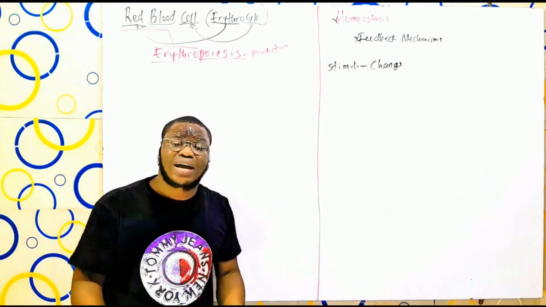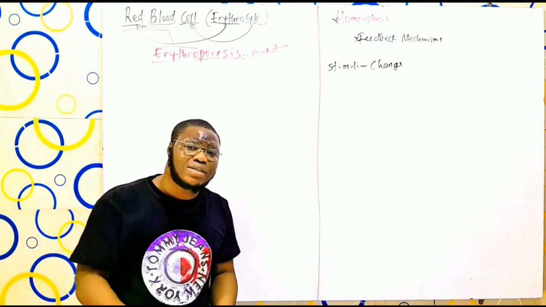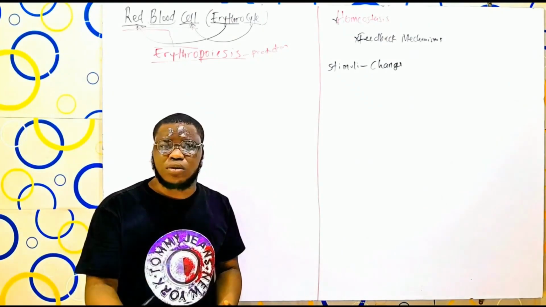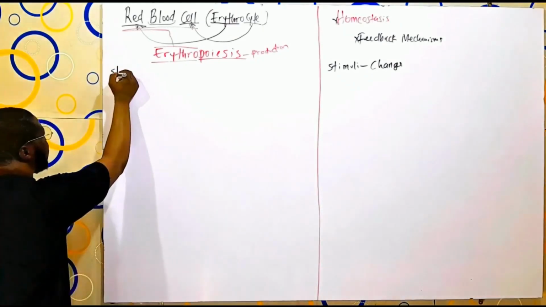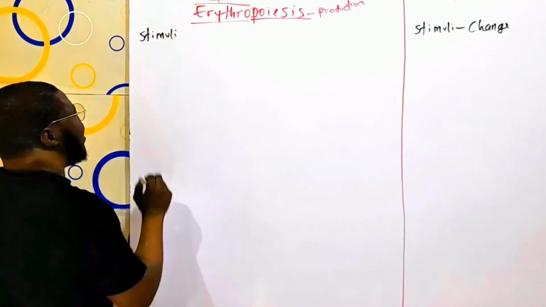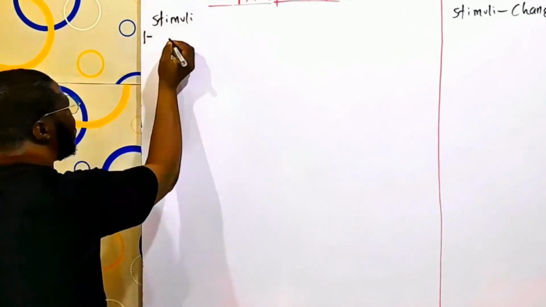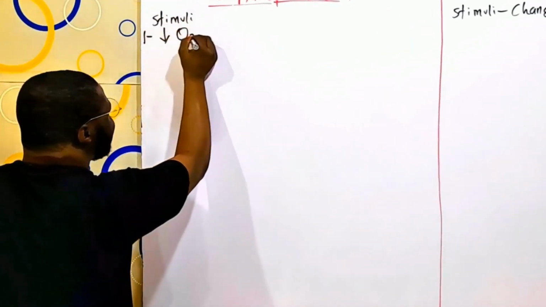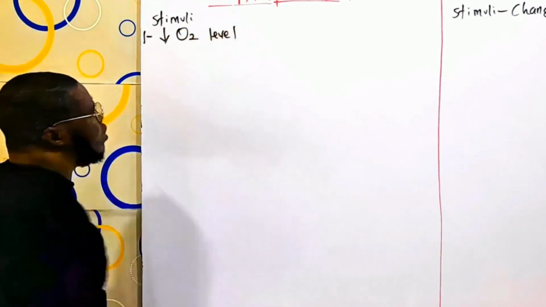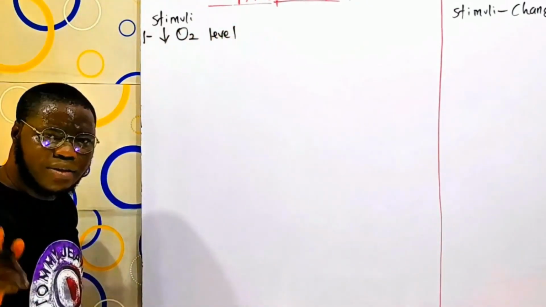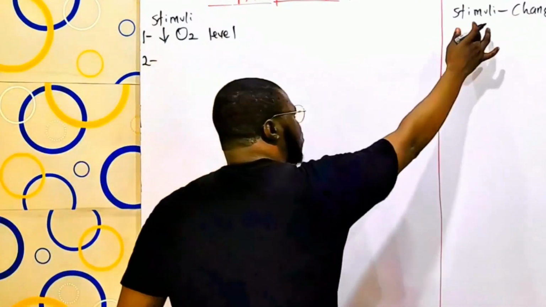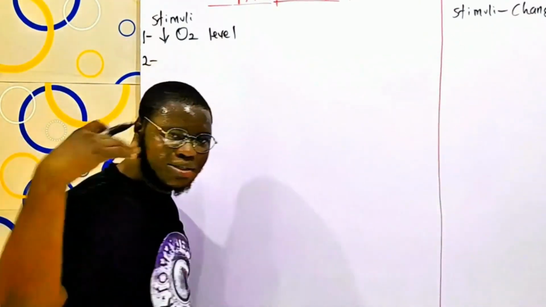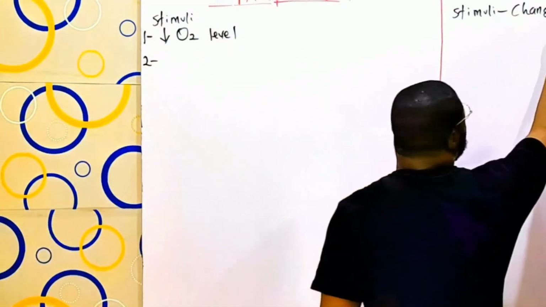What are the things that can occur in your body to start the production of red blood cells? They are not far-fetched. The stimuli for erythropoiesis include, one, reduction in oxygen level. Why? You will understand very soon. Another thing, another stimulus, another change. Stimulus is singular, stimuli is the plural.